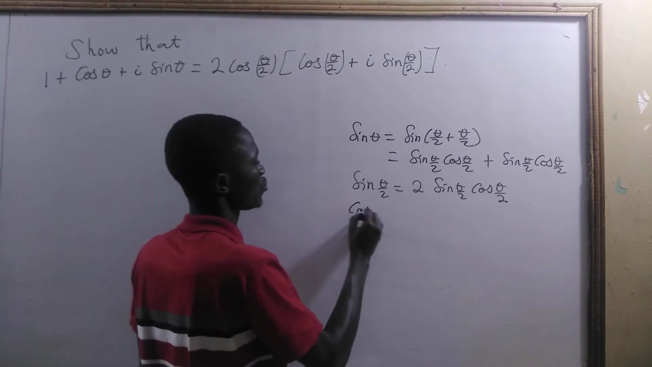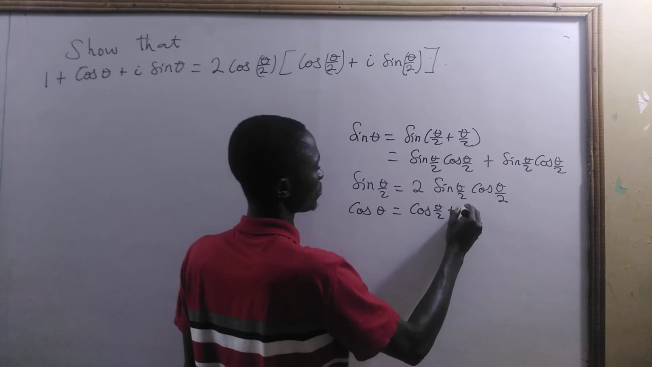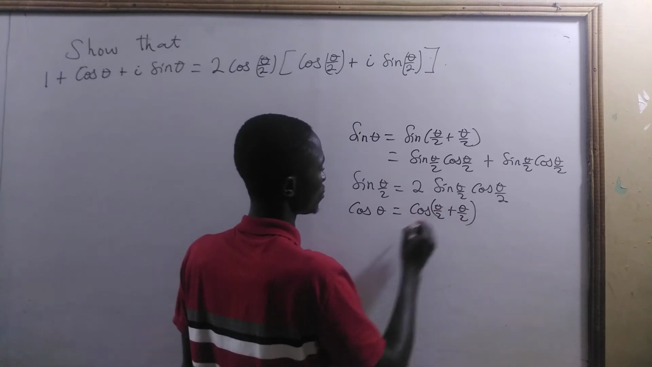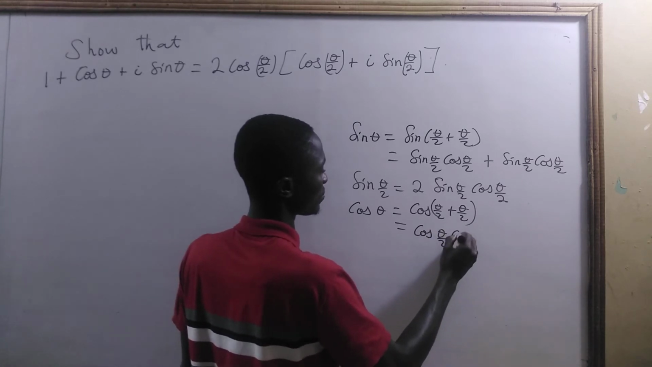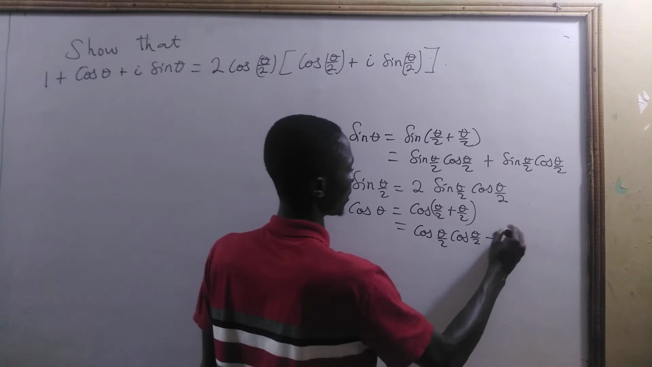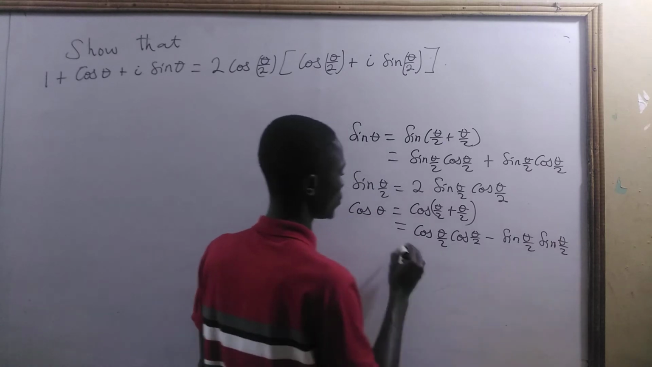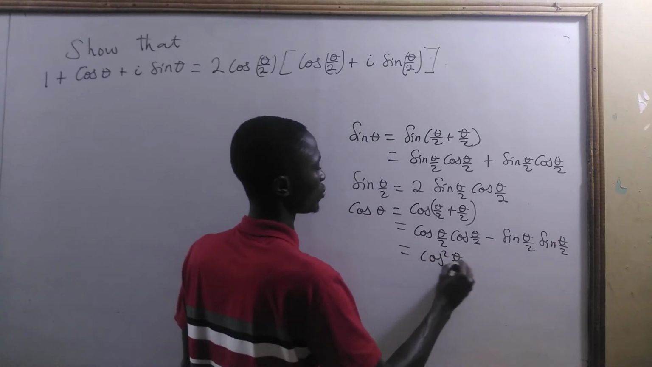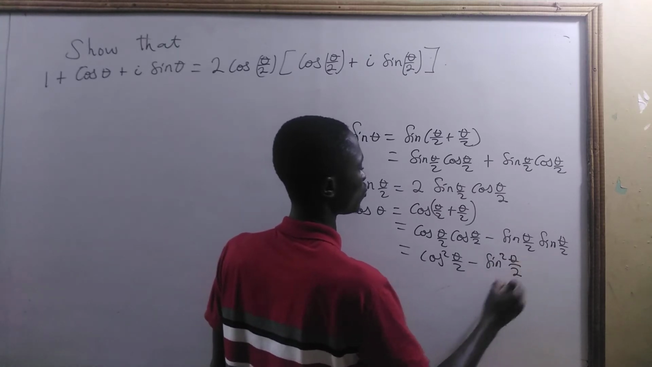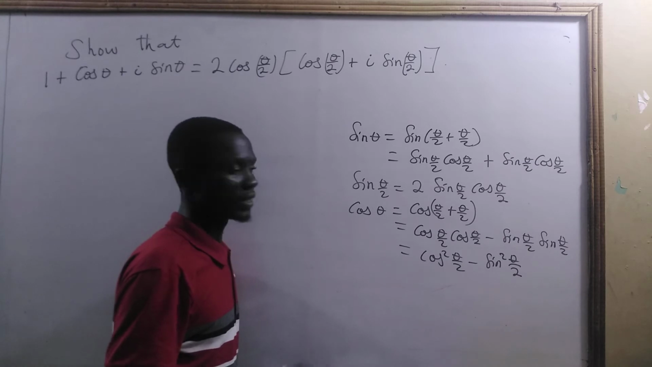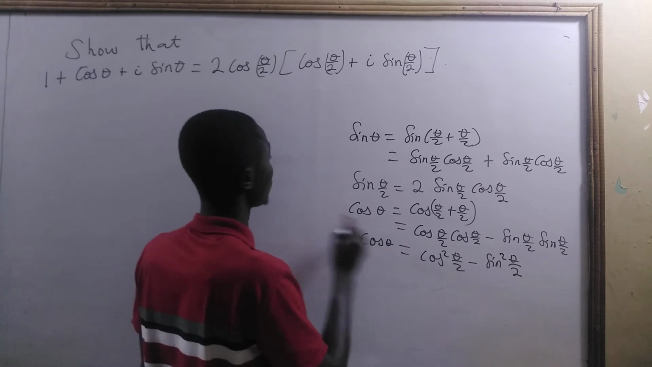And cosine of theta is equal to cosine of theta on 2 plus theta on 2, which is equal to cosine of theta on 2 times cosine of theta on 2 minus sine of theta on 2 times sine of theta on 2, which is equal to cosine squared of theta on 2 minus sine squared of theta on 2. That's very simple. Now, we are going to use this to help us here.